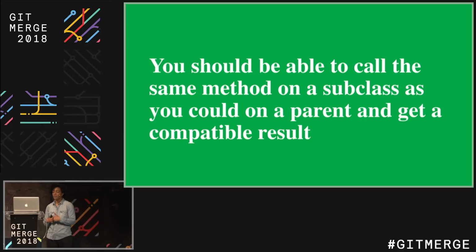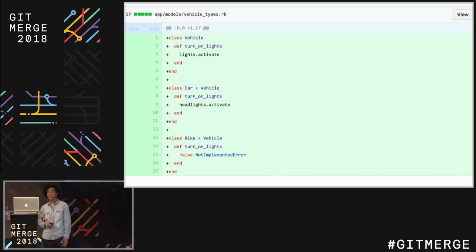But I program in Ruby, and Ruby has no such guarantees. So despite all of our best intentions, I or someone else on my team might end up writing something like this. Here we have a vehicle class with a turn-on-lights method. In its car subclass, we actually don't want to turn on all the lights, just the headlights when this method is called. And for a bike, we don't have any lights, unfortunately, so we raise a not implemented error. And this is, of course, an LSP violation, because you can't call turn on lights on bike and get a compatible result to what you'd get on vehicle.